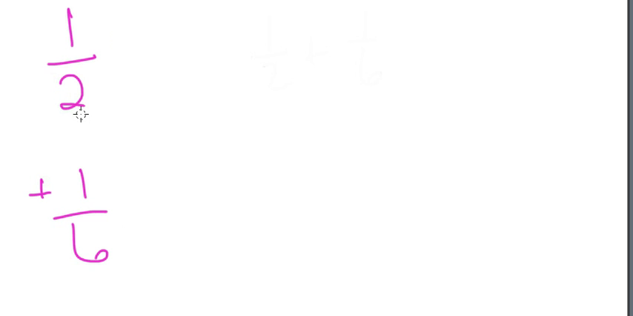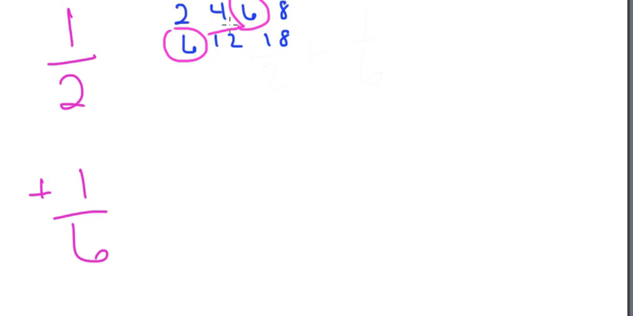But look at this problem here. We have to find our multiples of 2 and 6. Our multiples of 2, obviously, are going to be 2, 4, 6, 8. My multiples of 6 are 6, 12, 18. What's my first common multiple? Well, look, it's staring me in the face. It's a 6. 6 here and a 6 here. So I'm going to use my 6.